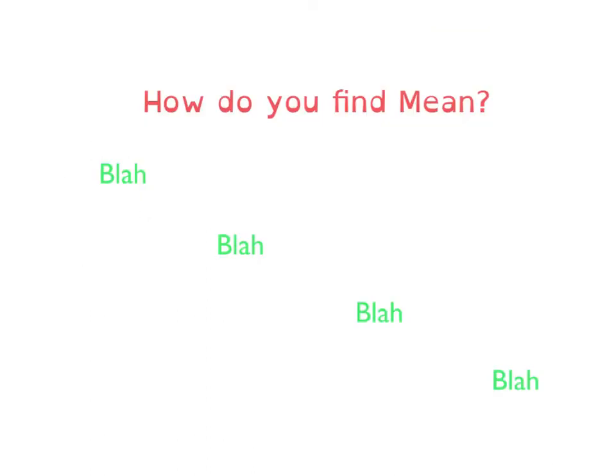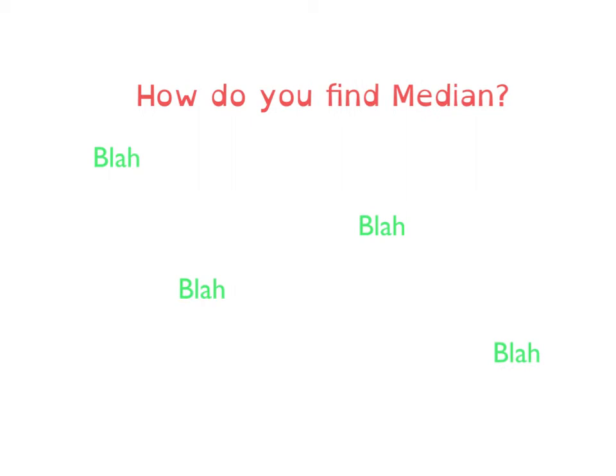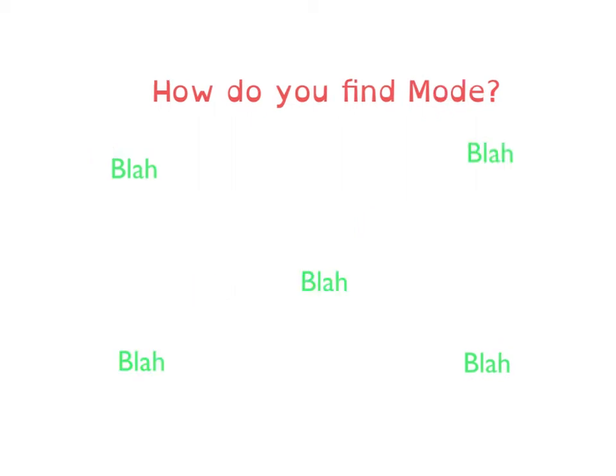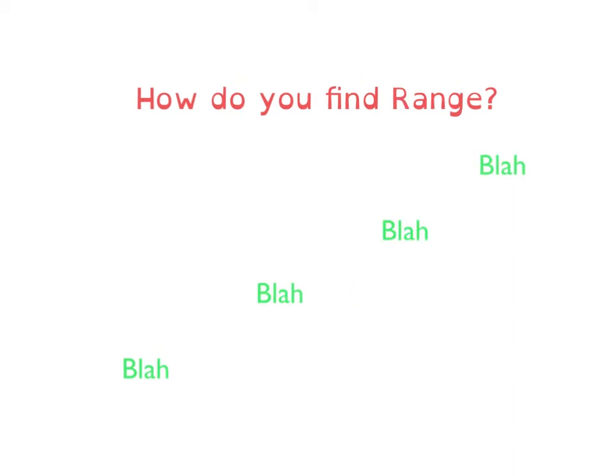Then you are going to tell me how you find mean, median, mode, and range. I'm not showing it. That's why you get blah, blah, blah. You are going to explain how you find mean. You are going to explain how you find median. You're going to explain how you find mode. And you're going to explain how you find range. Give me an example. Give me how you find it. Basically, you have to teach me how to do it.